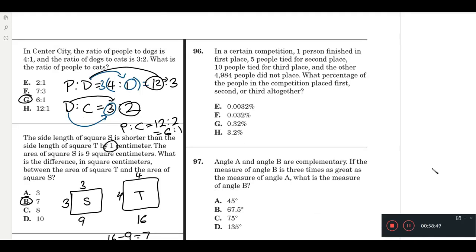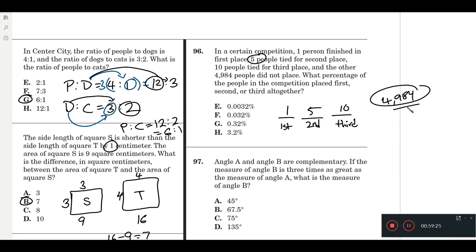Alright, 96. This is the last one we're going to do, and then we're going to move on for a break. So in a certain competition, one person finished in first place, and 5 people tied for second place. For the second place, how many people tied? 5. Yeah, there are 5 people. And 10 people tied for third place. And the other 4,984 people did not place.